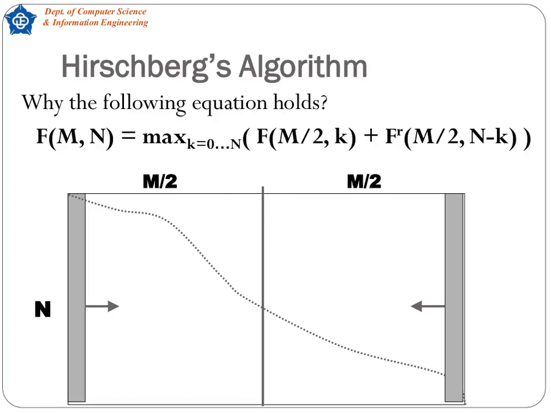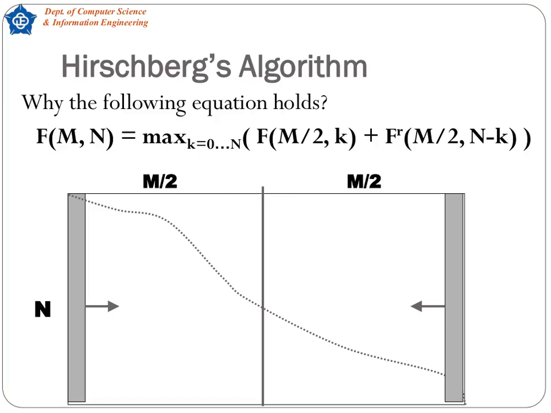Building on that trick of reusing only 2 rows at a time, Hirschberg's algorithm pushes linear space alignment even further. Suppose we need F(m,n), the optimal score for 2 sequences of lengths m and n, but we can't afford the full m times n table. Here's how we do it.